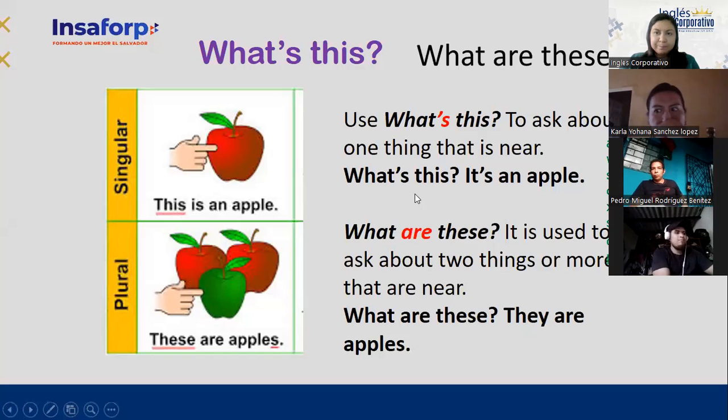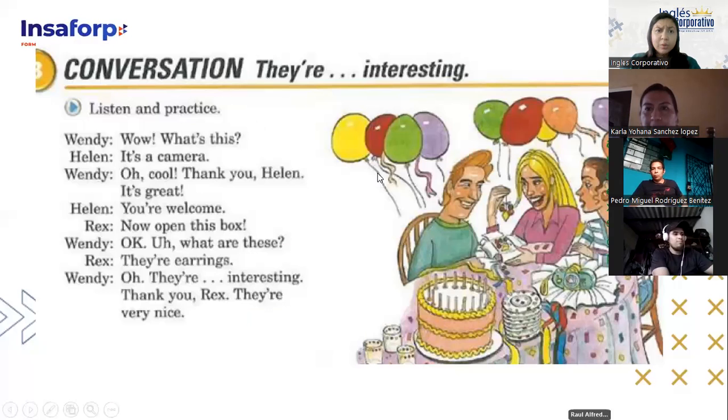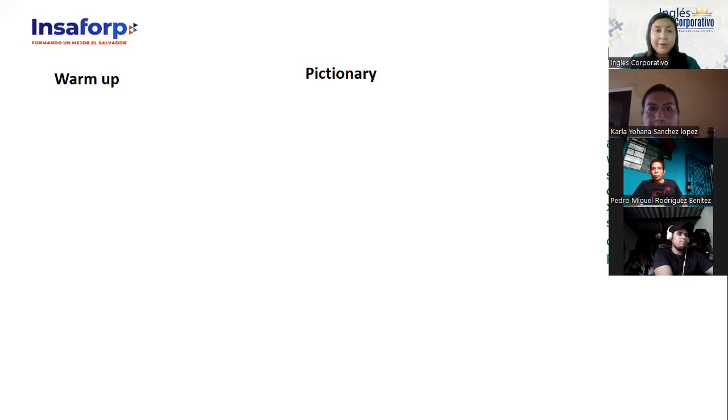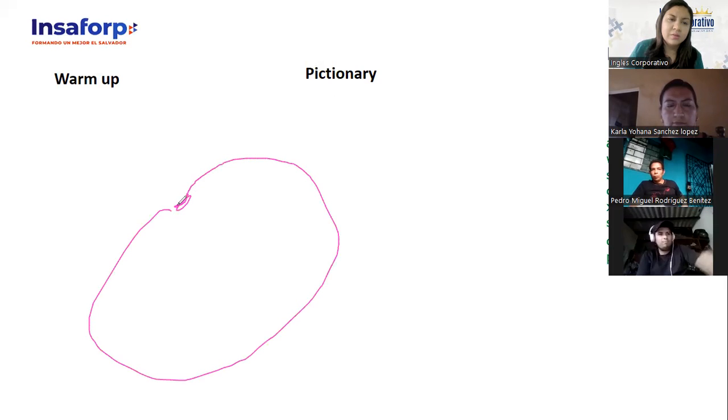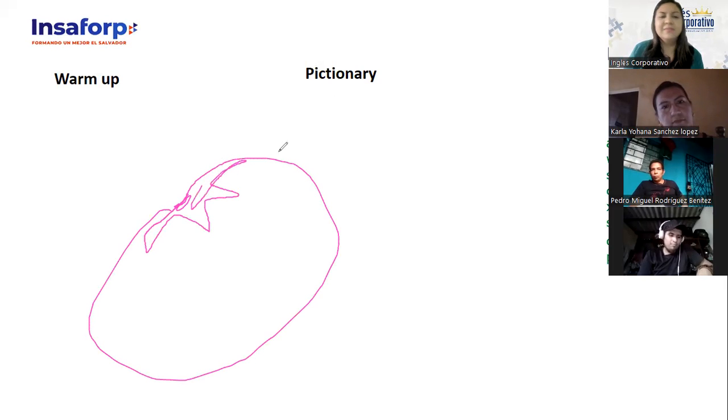Now let's go over the next. Now guys, I'm gonna make a drawing here. You have to guess what it is, okay? I will try to be Picasso. I'm just kidding, I cannot be Picasso, but I will try. And you will tell me what the object is. What do you see? What is it? What's this? Tomato. Yes, tomato.